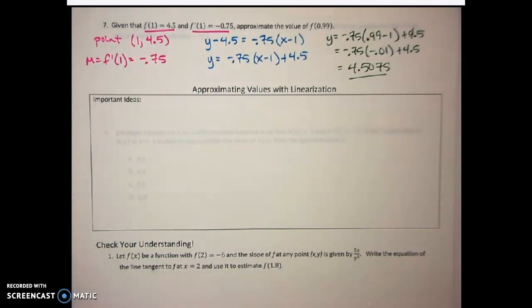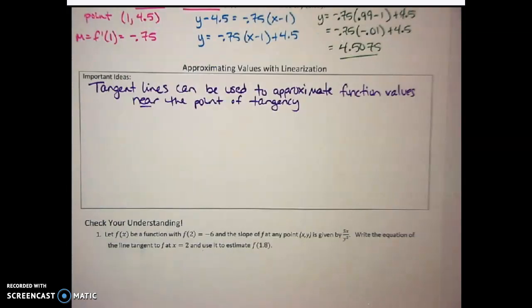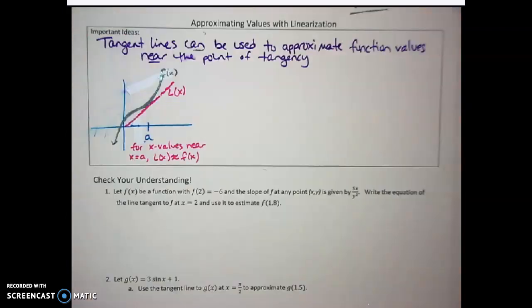4.5075. So now let's talk about these important ideas for this section. The big overarching idea is that tangent lines can be used to approximate actual function values near the point of tangency.